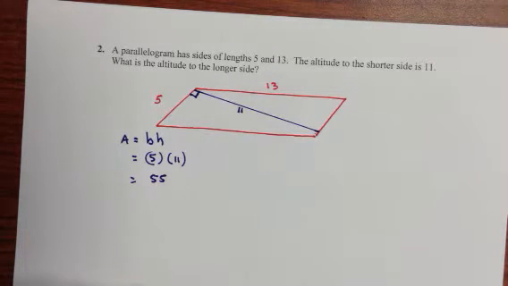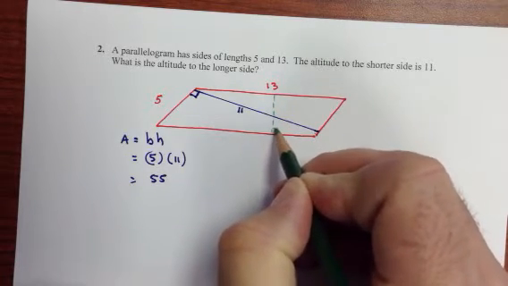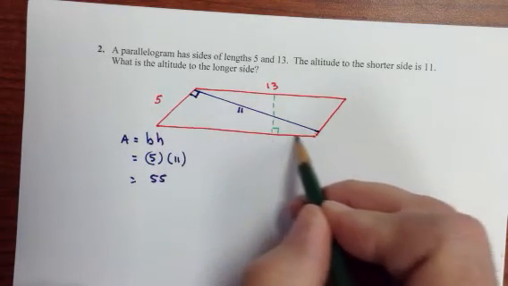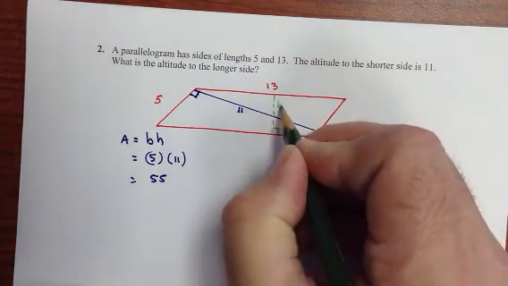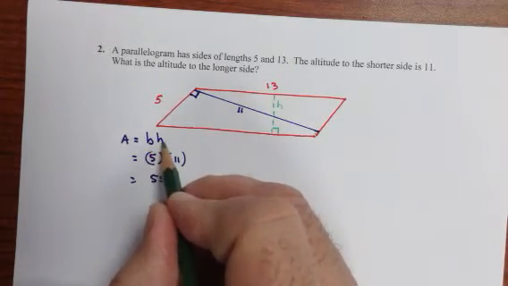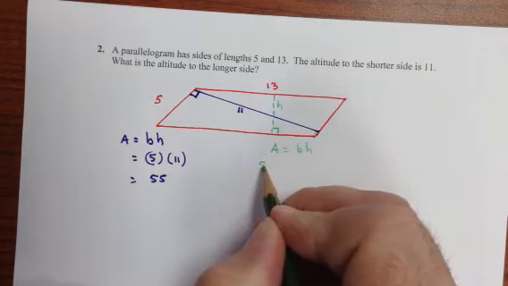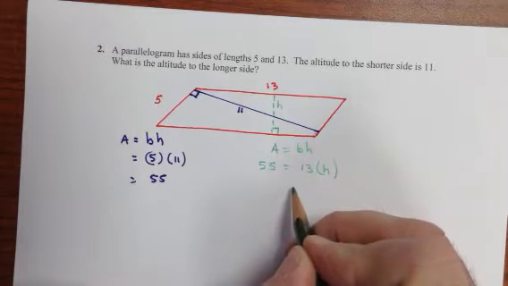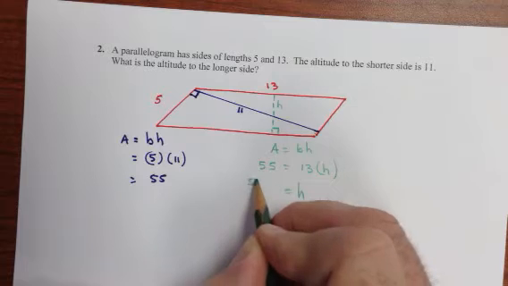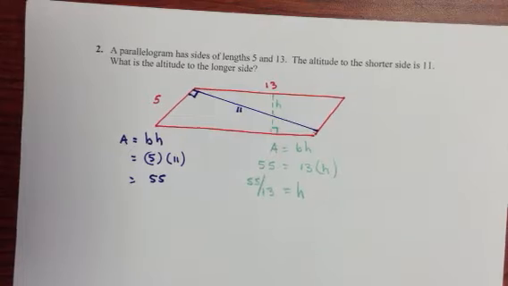Area is area. So if I want to find the height that goes to the two sides that equal 13, I can use base times height again. Area is base times height. We know the area is 55. If the base is 13, find the height. The height is going to be 55/13, especially if I want to leave it as an exact value.